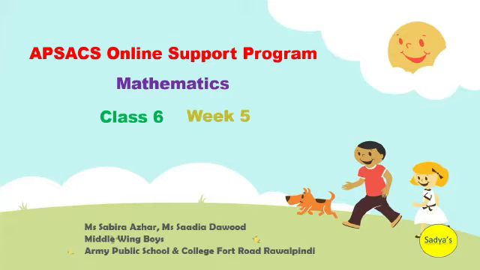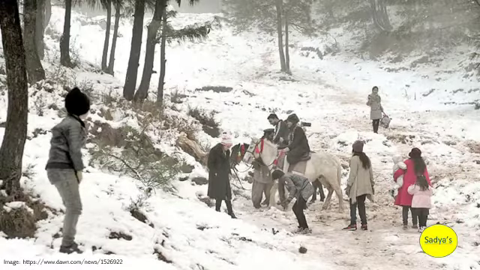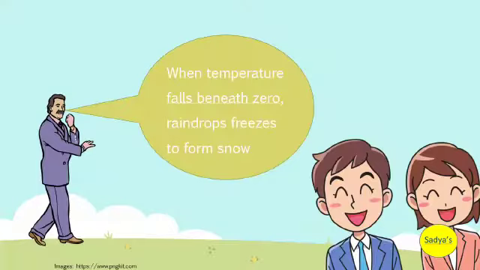This is part 1. Before jumping on to today's math lesson, let's refresh our memories of our family trip to Murray. We all have enjoyed snowfall. Remember the snowball fight with your siblings? And Dad did mention the science behind the snowfall. When temperature falls beneath zero, raindrops freeze to form snow.